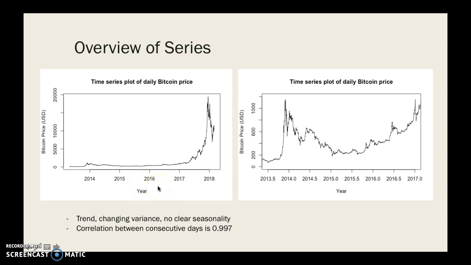From the two plots, we can see there's obviously trend apparent in the series. There's changing variance. The variance in this section looks much greater than the variance along this area, and there's no clear signs of seasonality. And the correlation between consecutive days is very high, which we would expect. That's at 0.997.